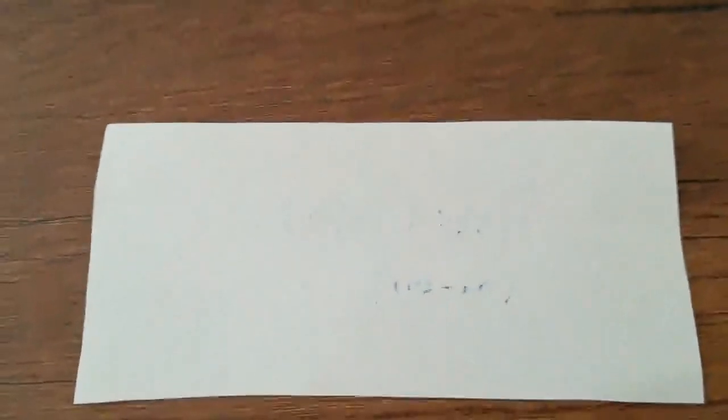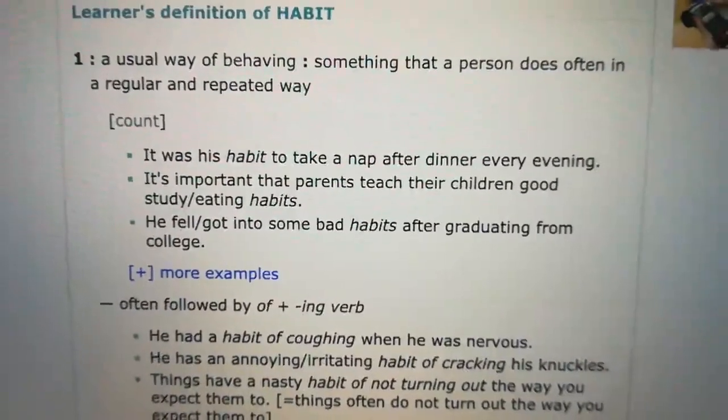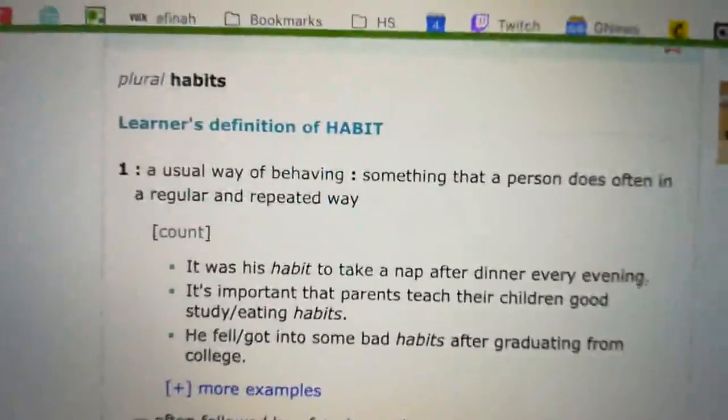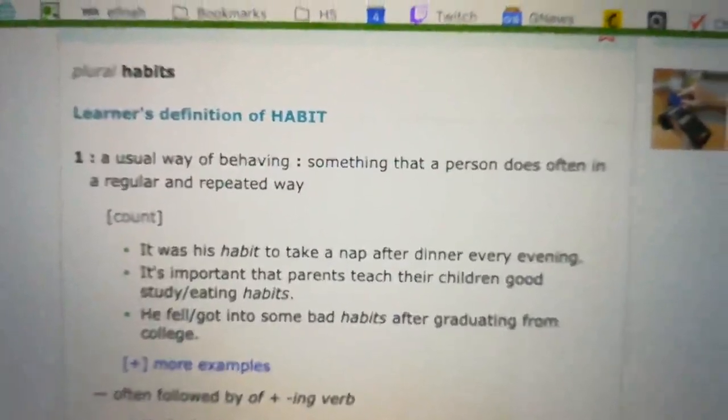Now on the back I want to write a sentence that really helps me understand this word, and to do this I can use the dictionary definition to help me. So here we have: it was his habit to take a nap after dinner every evening, and also something that we do often in a regular and repeated way.